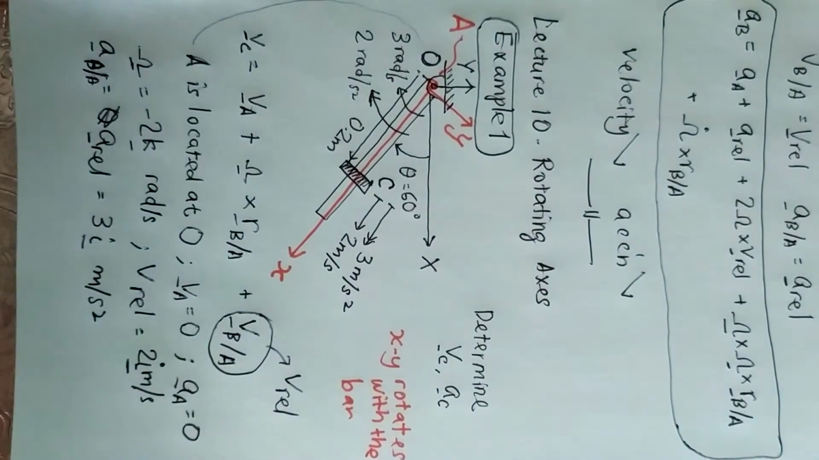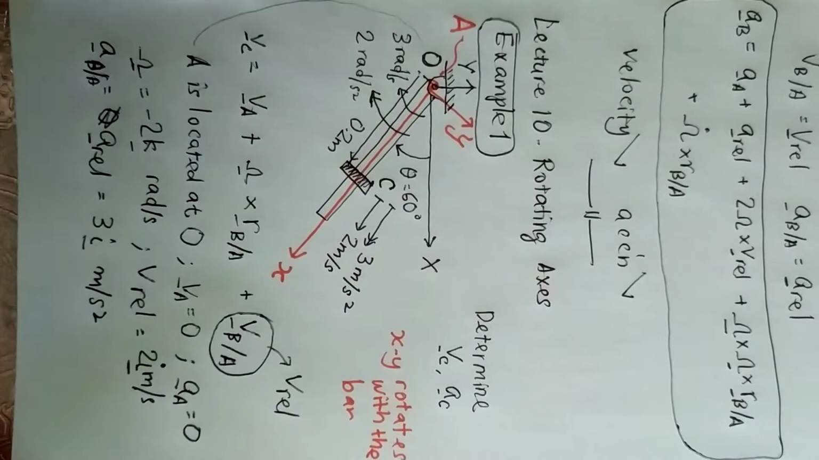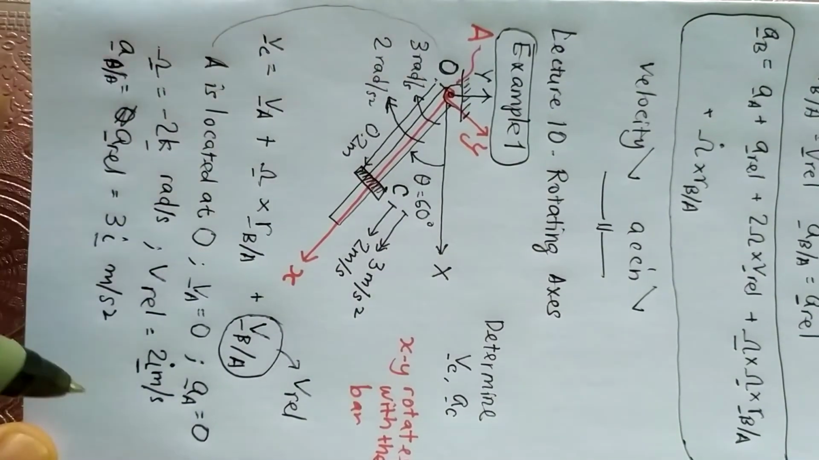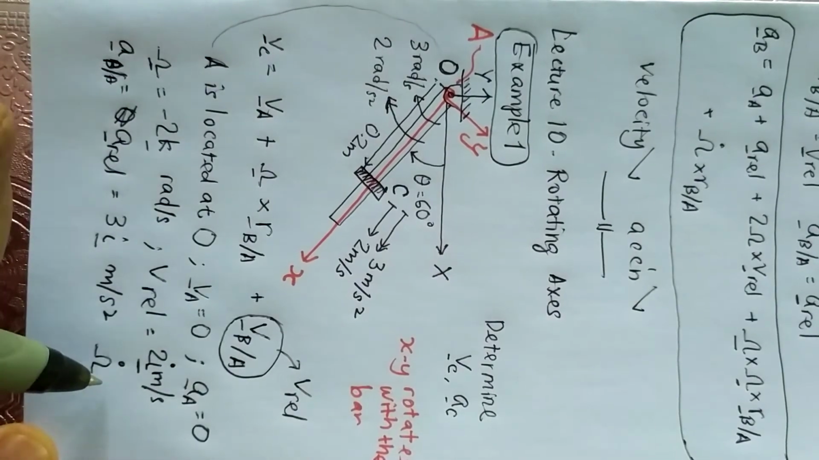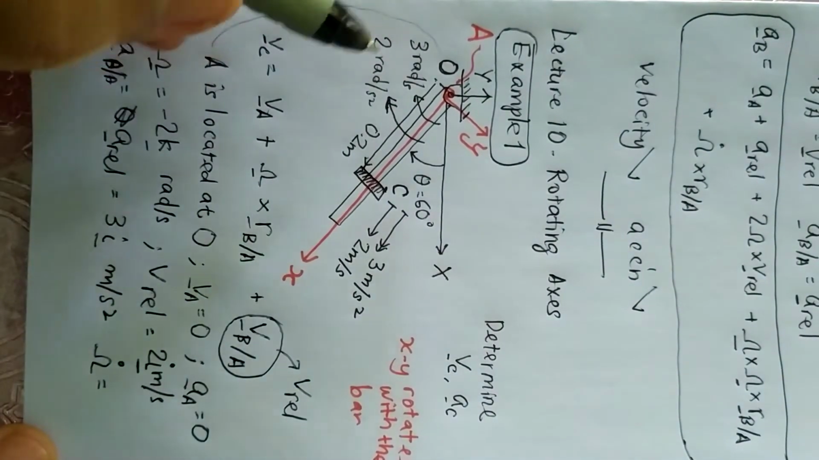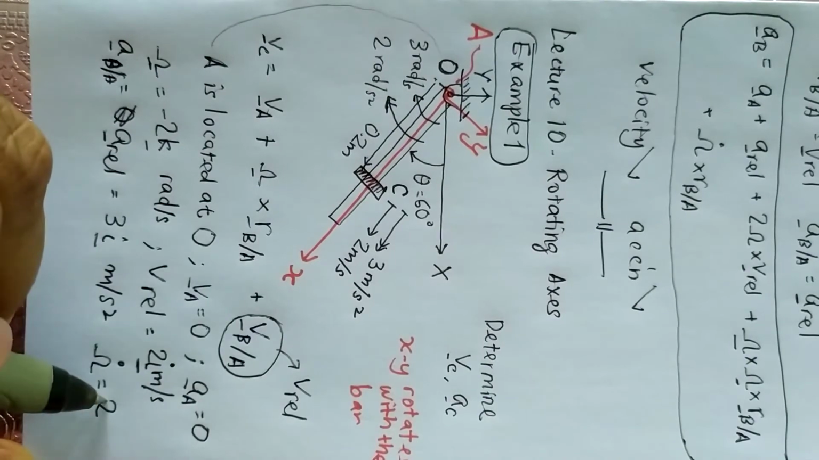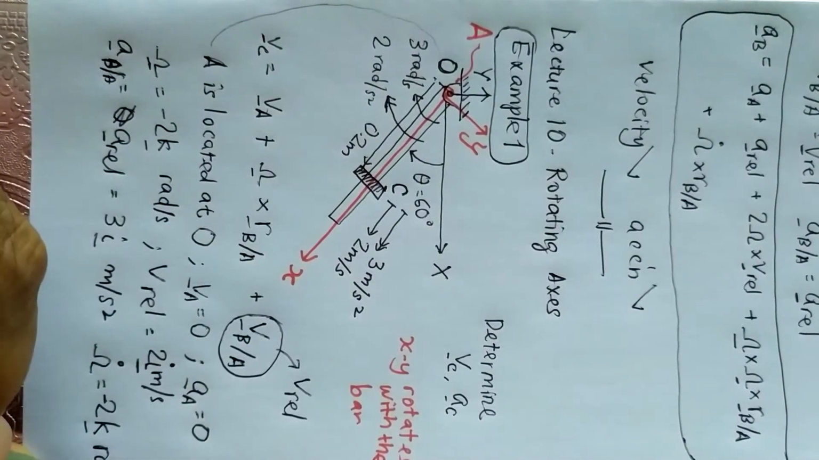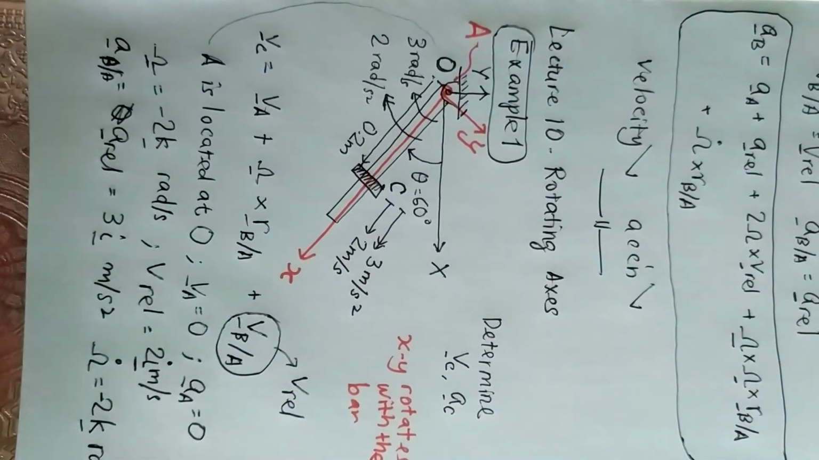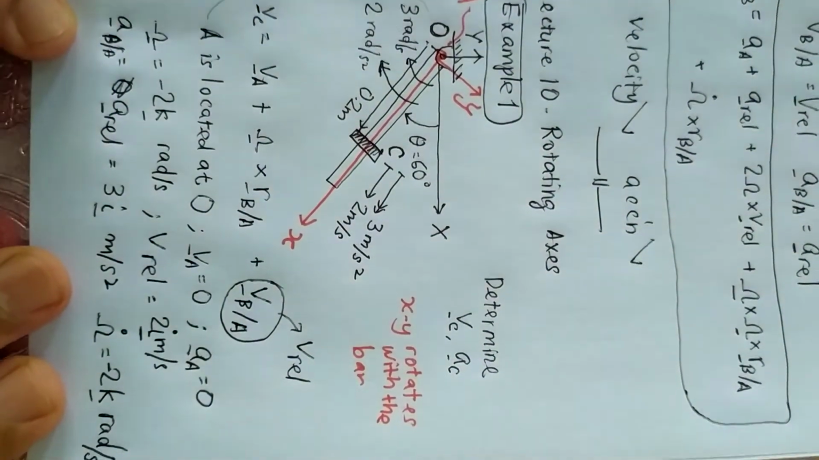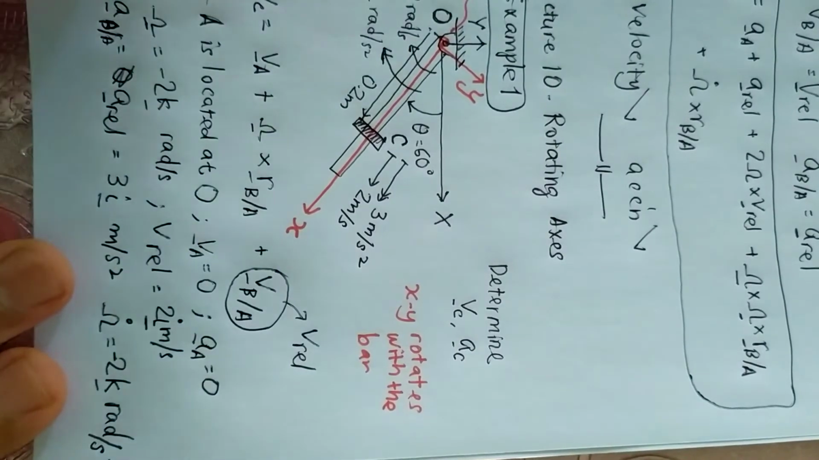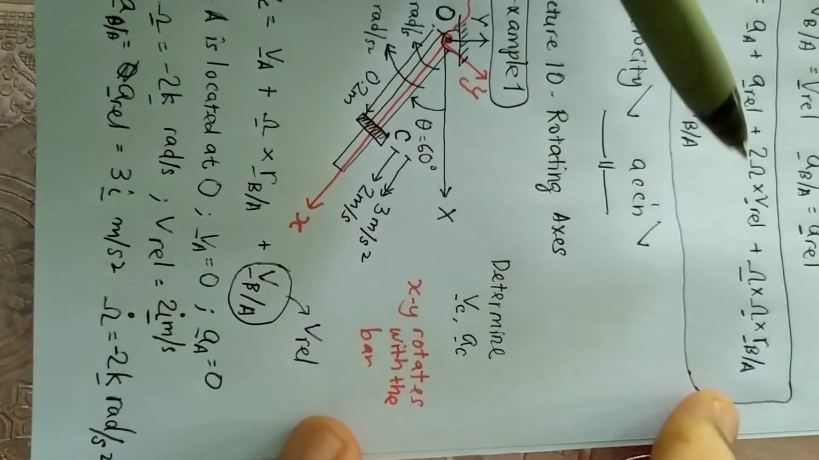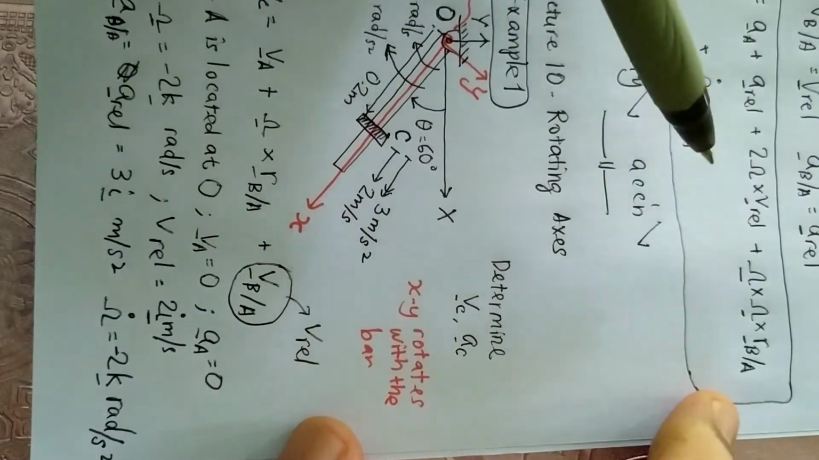Okay, what else do we have? We have omega dot, this is angular acceleration, given here as 2 radians per second squared, so minus 2k radians per second squared. And what else do we have? Do we have V relative? Yes, we have V relative.